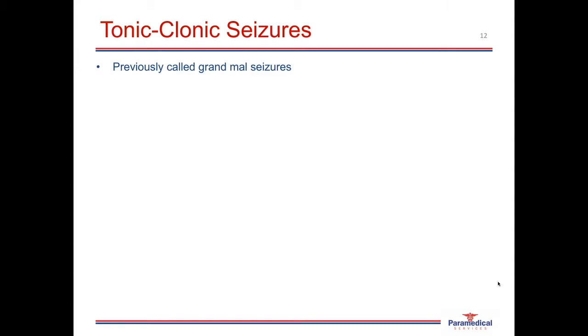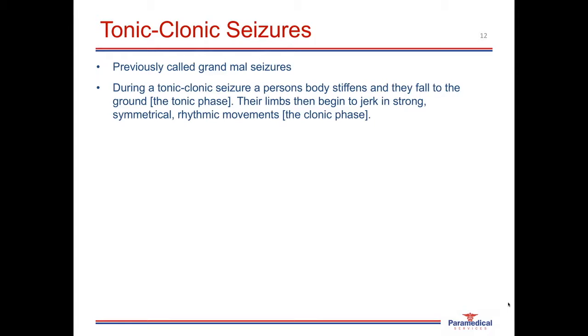Tonic-clonic seizures were previously called grand mal seizures, and they are commonly associated with significant morbidity and mortality. The seizure itself is characterized by the body stiffening and the patient rapidly losing consciousness so that they then fall to the ground, and this is called the tonic phase. This is followed very rapidly by the clonic phase, which involves alternating contraction and relaxation of the muscles, jerking the limbs in a symmetrical rhythmic movement. This is that classic convulsion that people associate with seizures.